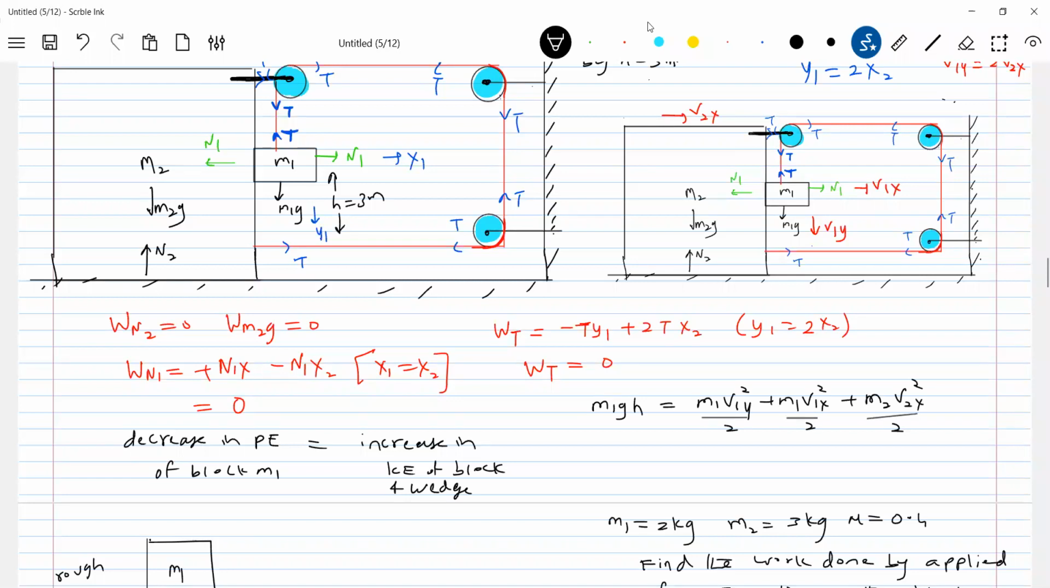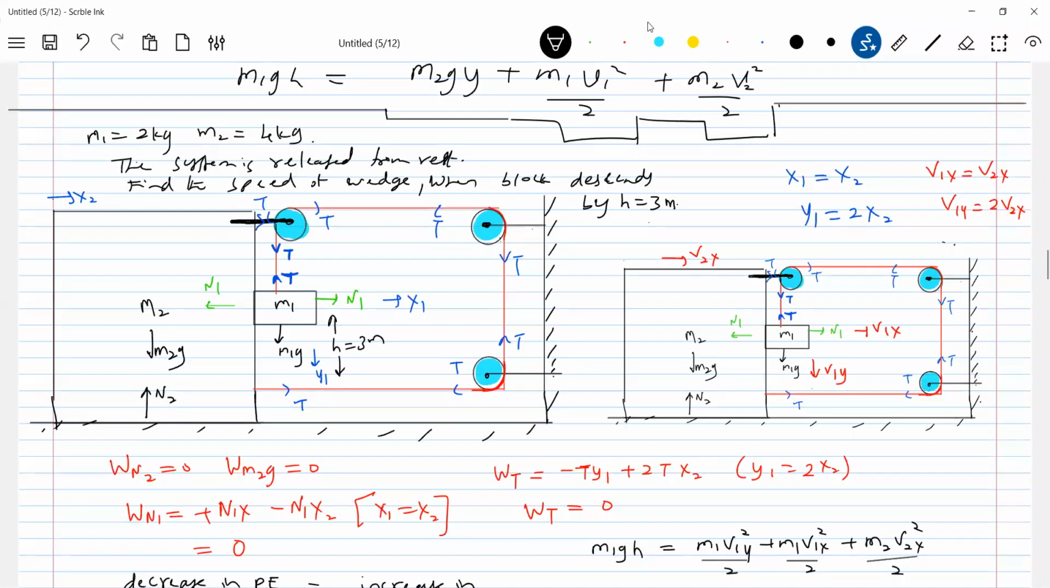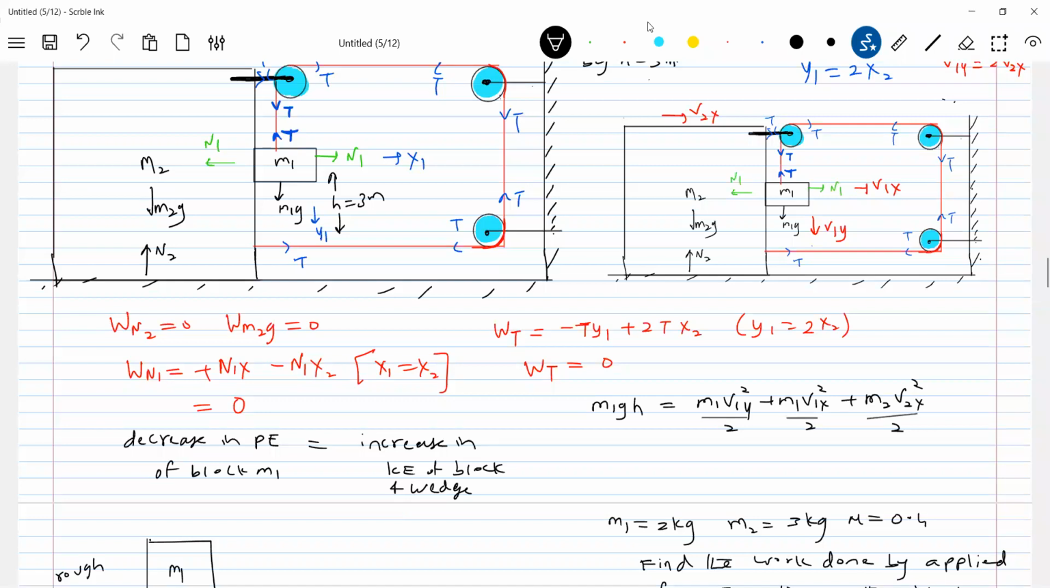Sir, what about potential energy of the wedge, sir? Are you not seeing? The wedge will move vertically down, will go underground. Nothing, no, will be there only. Potential energy of the wedge remains constant. Okay, substitute all the values. So here use the constraint equation, you get the required answer.